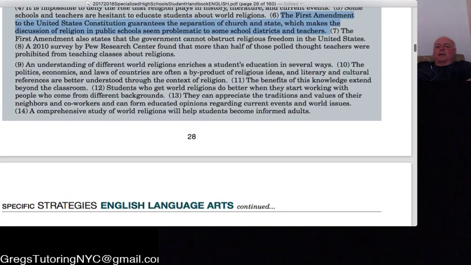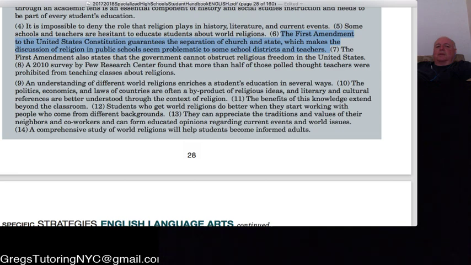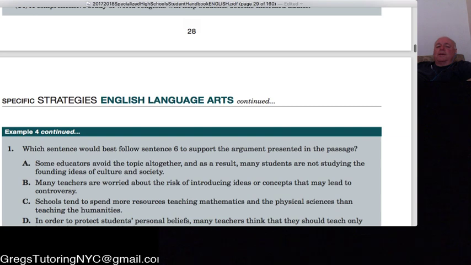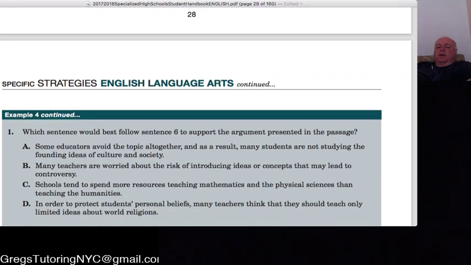So it does say that it seems problematic to some teachers, but we don't have the reason why, per se. Although I'm not saying B is completely wrong, compared to A, A is winning. Okay, C: schools tend to spend more resources teaching math and physical sciences than teaching the humanities. That might be true, and it also might be true that the reason why is because of the First Amendment rule. But this is a giant leap here.